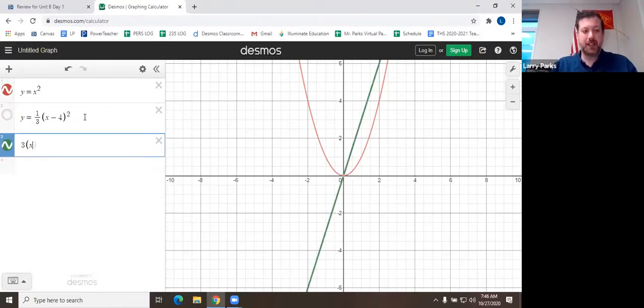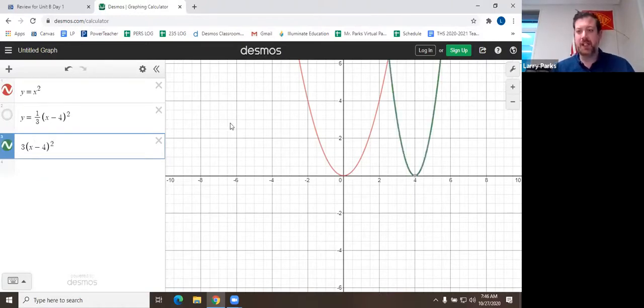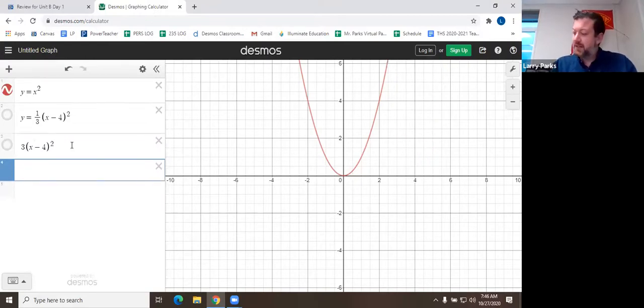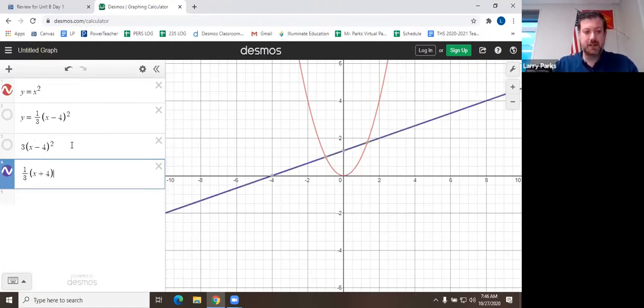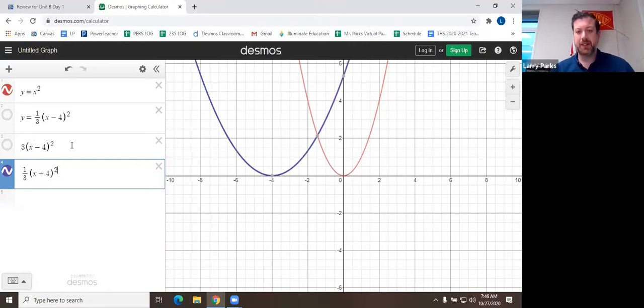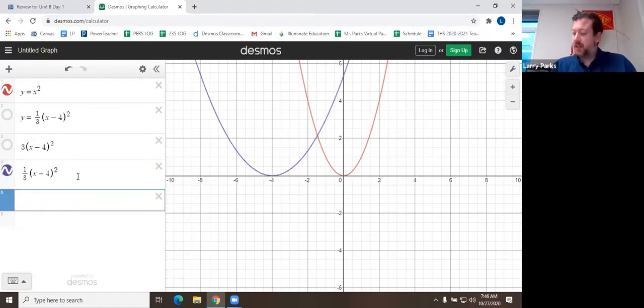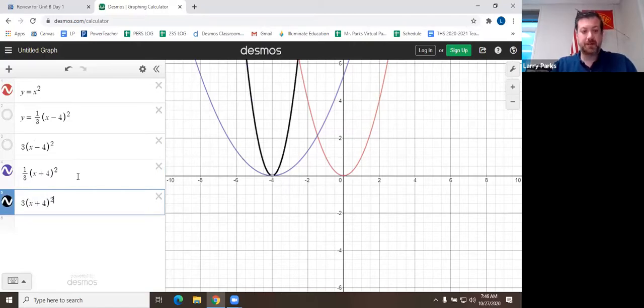B was 3x minus 4 squared. Did that move it to the left? No. So it's not that one. I'll turn that one off. The third one, did that move it 4 to the left? Yes. Okay. And also, so did the next one. That also moves it to the left.